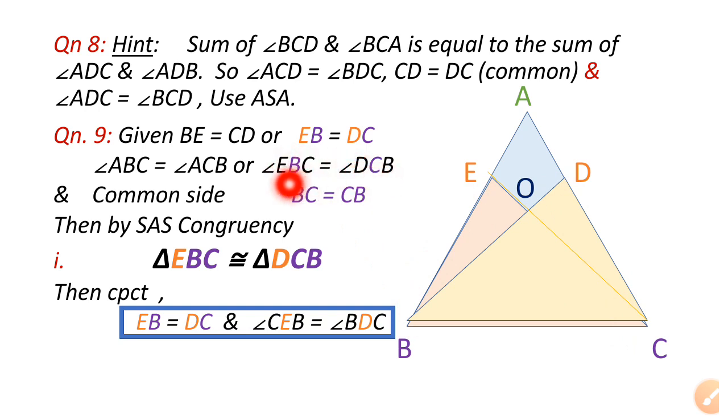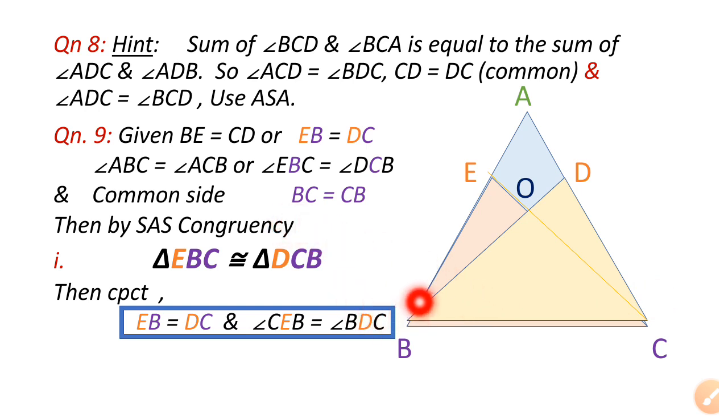So here what we found is that point B corresponds to point C, because whatever angle is made at point B is equal to the angle made at point C. Okay, so EBC is equal to DCB. And the common side you can see here, BC is equal to CB.